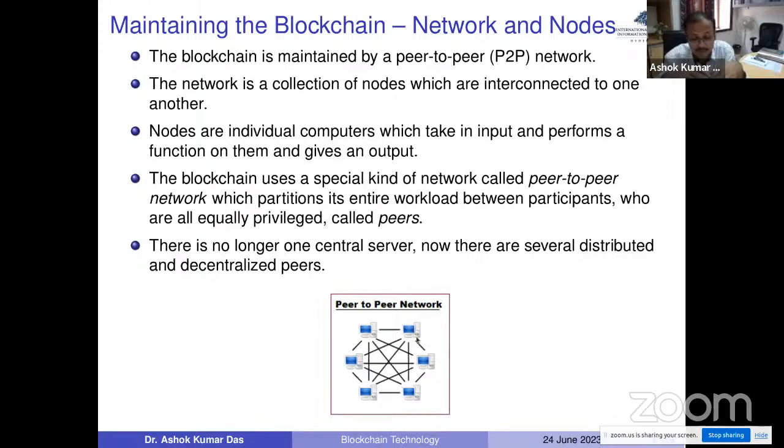So what is the characteristic of the P2P network? Here all the nodes in the network are treated with equal privilege and functionality. That means each and every node in the network can share an equal load in the network. That's why they are called peer nodes.